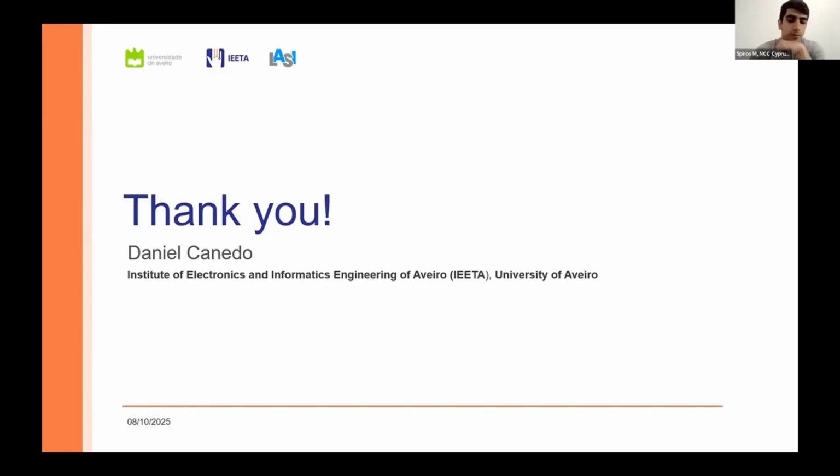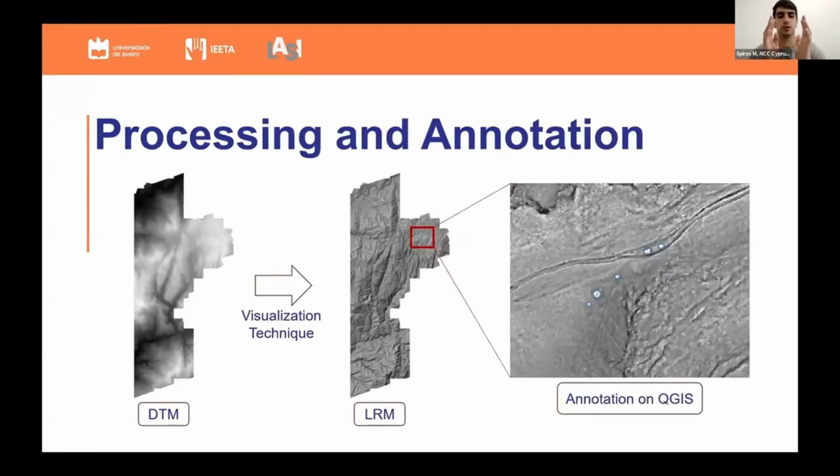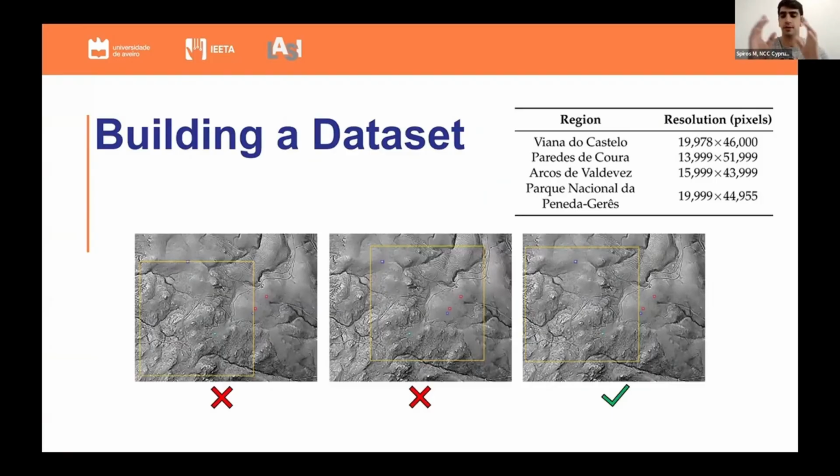Hi, Daniel. Can I ask you a question? Sure. You said as part of your workflow, when you do this cropping, you want the entire archaeological site to be in the crop, but also not duplicated in any other crops, right? How do you do this? How do you drop out the duplicated crops?